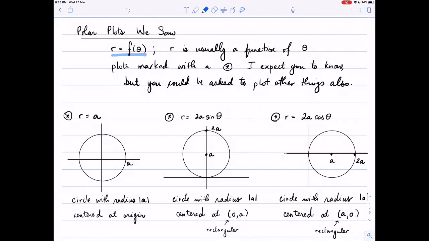That is the usual form of a function. R is typically written as a function of theta. So theta is the independent variable and r is usually the dependent variable.